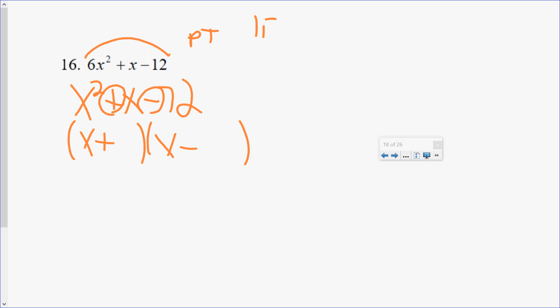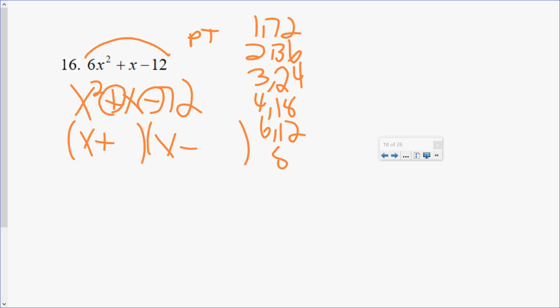I guess I'll list it all. 1 and 72, 2 and 36, 3 and 24, 4 and 18, 6 and 12, 8 and 9. Which of those pairs subtracts to 1? 8 and 9, bigger number goes first. Pay the toll. So this is scenario 2, where neither of them divide nicely, but they both reduce.